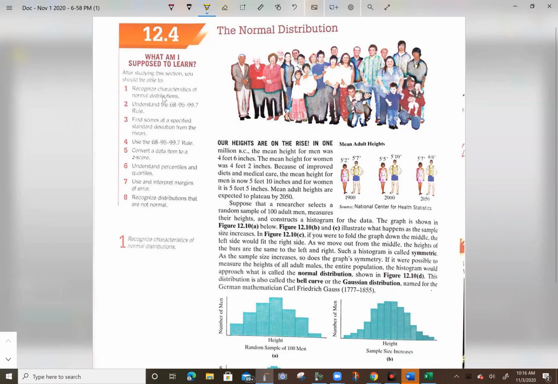Today, we will be talking about normal distributions like a bell curve, understanding the 68, 95, 99.7 rule, finding scores at standard deviation using that rule, finding a z-score, understanding percentiles and quartiles, using and interpreting margins of error, and recognizing distributions that are not normal. Okay, so a lot to get through in 12.4, but not to worry.